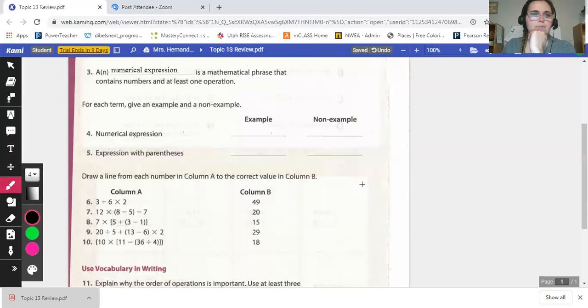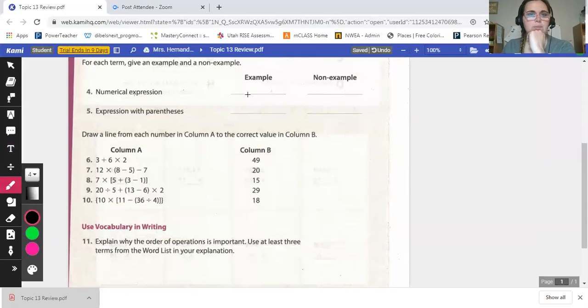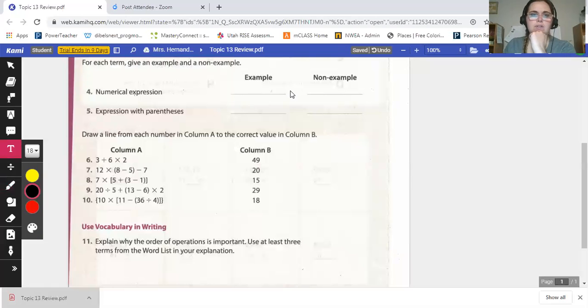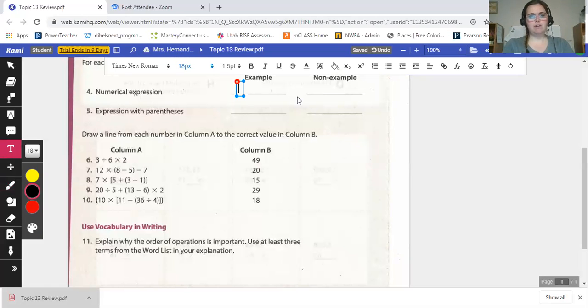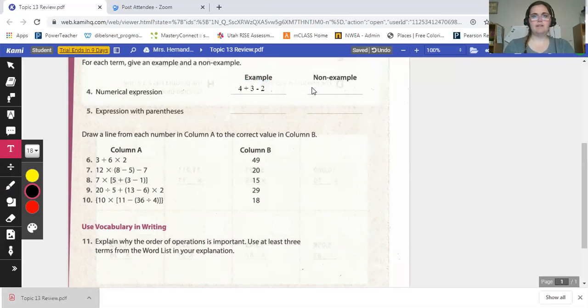All right, number four, for each term give an example and a non-example. So what is a numerical expression? What's not a numerical expression? What's an expression with parentheses and what's not an expression with parentheses? All right, so maybe you can start writing down your example. A numerical expression has numbers and symbols. That's it. This is a non-example.